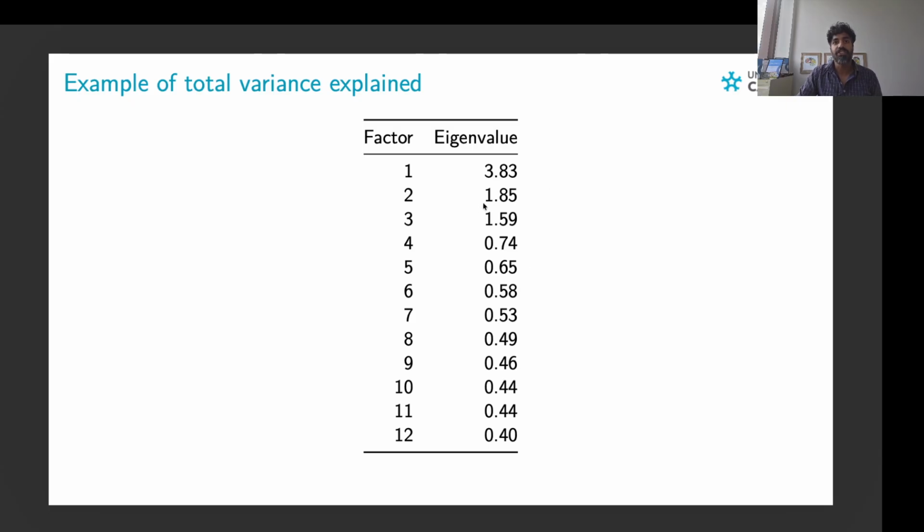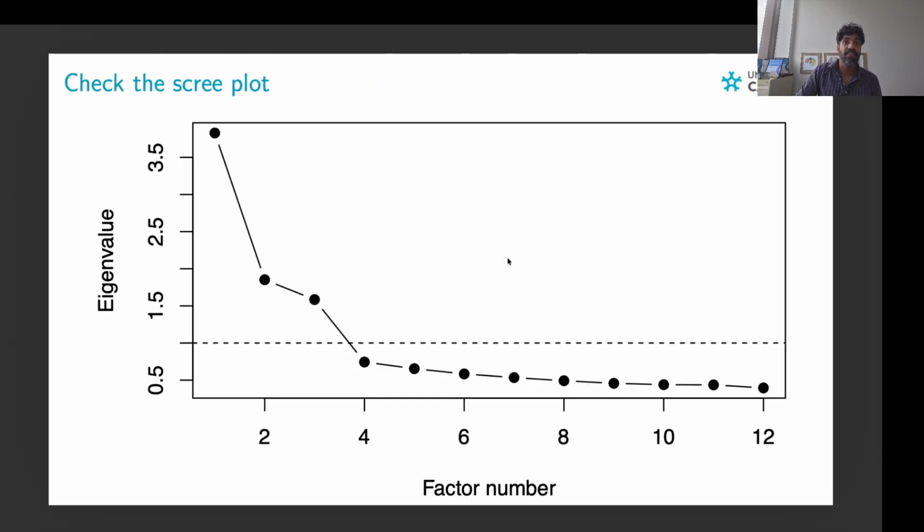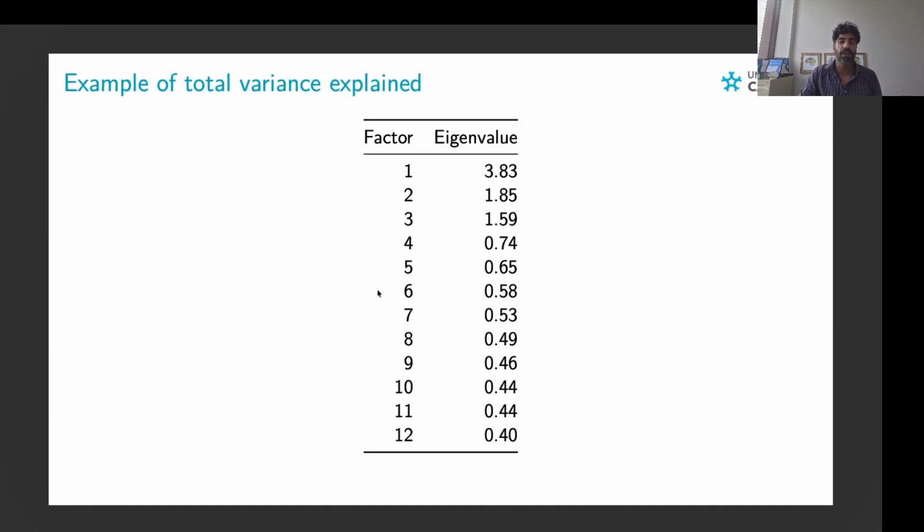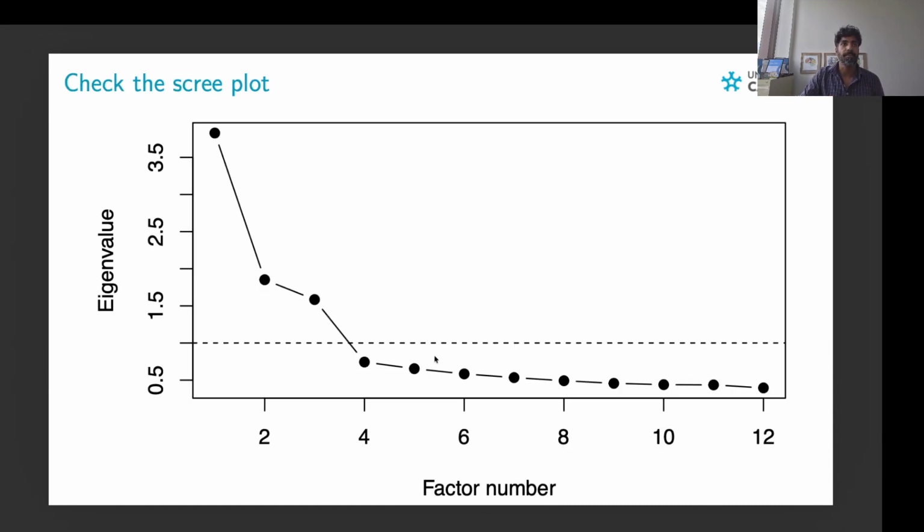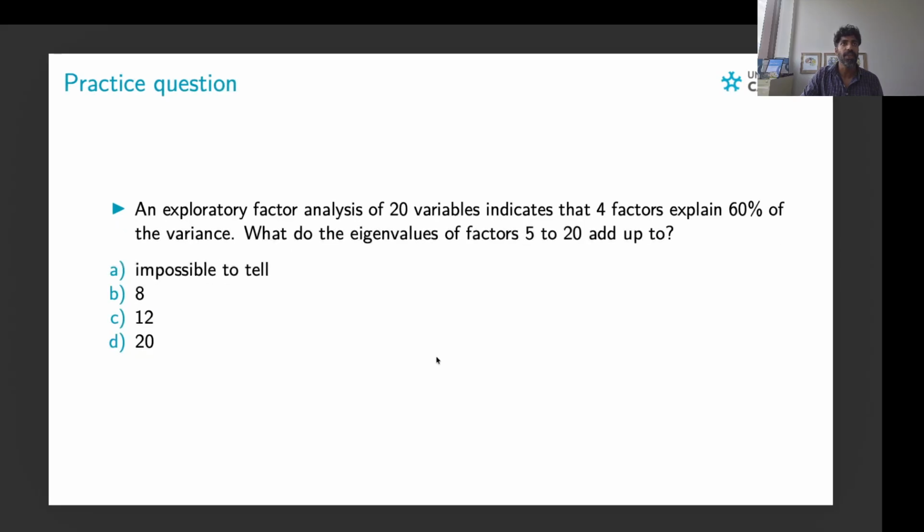So that's where you get a sense of why 1 is the threshold. Typically, if you have 10 or 12 or even a higher number of factors, each one is not really accounting for a lot of the variance that's there. Yeah, excellent. So that's the scree plot.